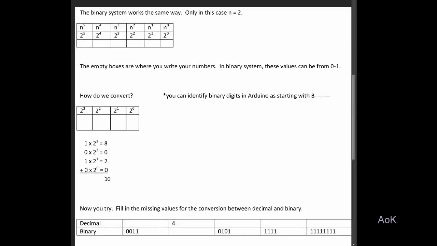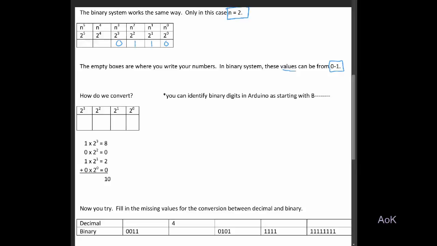Now let's look at the binary system. In the binary system, the base is 2. This means that we only have 2 values that we can use, a 0 or a 1. So in any given position, you can only put zeros or ones. Binary is very common when you're working with a computer or other electronic devices. They cannot actually read any values such as words, letters, or characters. They can only read in binary.